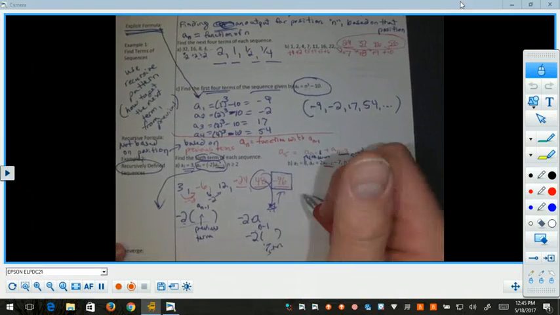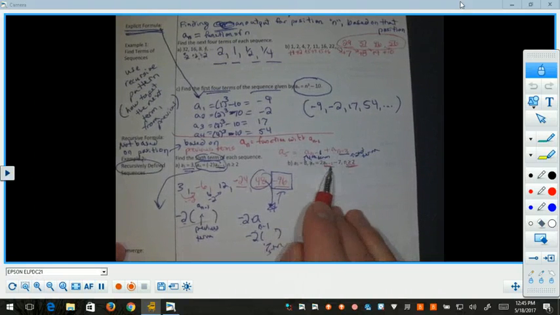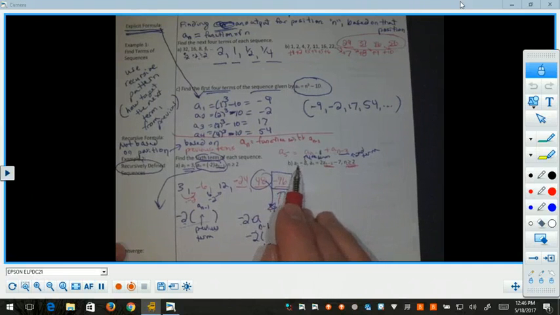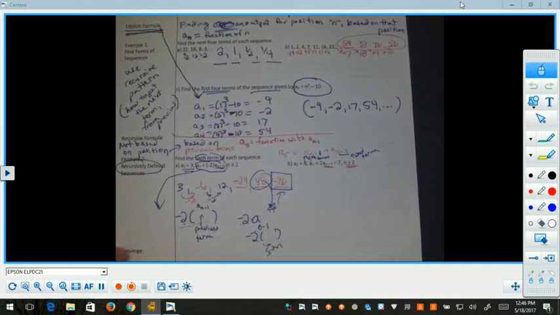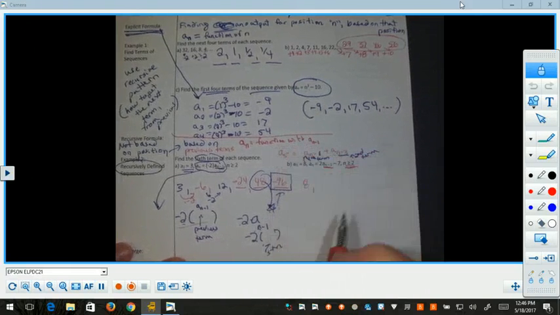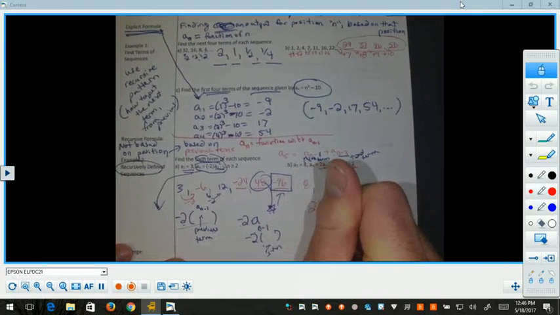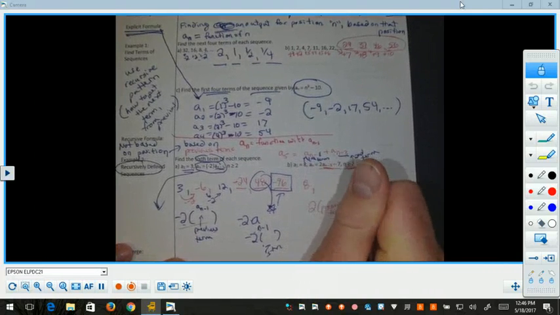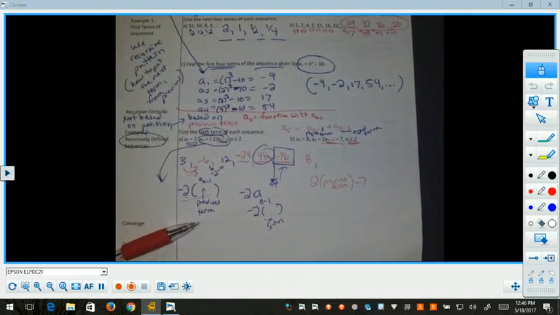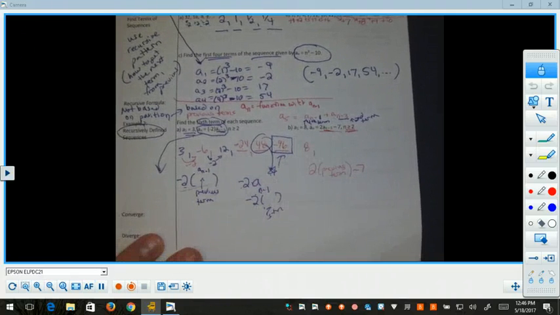So I'm going to have to, by the way, this n greater than or equal to 2 tells me that this works only for terms 2 and up. Term 1 has to be given to use the recursive formula. So here we go. This first term is 8. What this rule does is it says 2 times the previous term minus 7. They're basically describing for us the pattern on how to get from one number to the next when they give us a recursive rule.